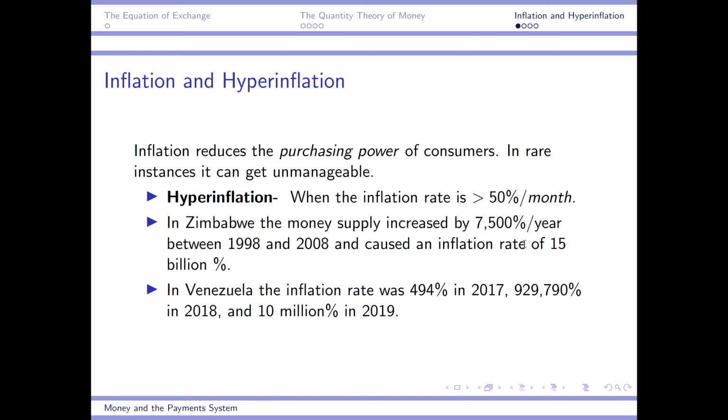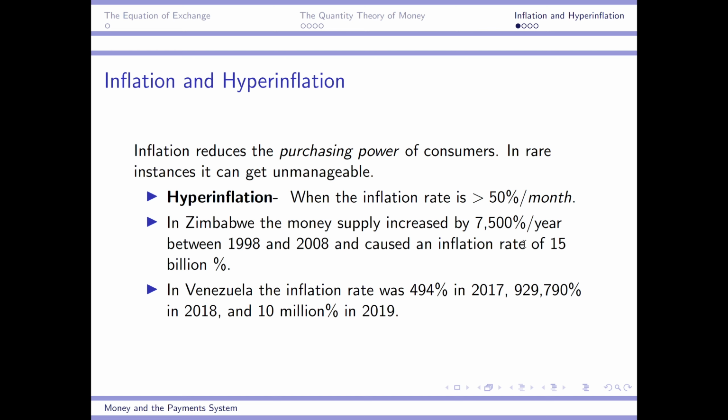So in Zimbabwe, hyperinflation just grew to uncontrollable amounts. The money supply increased by 7,500% per year between 1998 and 2008, and it caused an inflation rate of 15 billion percent per year. And that is billion with a B, that is not a typo. So 1 unit of Zimbabwe's currency at the beginning of 2008 was worth 1/15 billionth of that same value at the end of 2008.